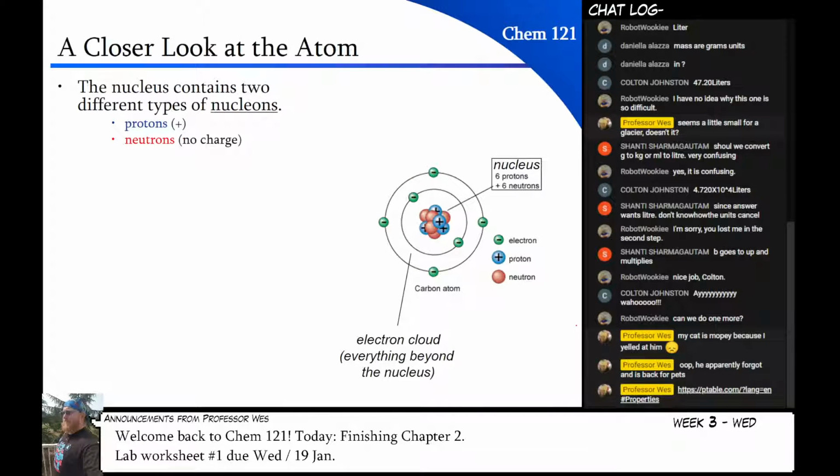Now let's talk about the stuff that's in the nucleus. There are two particles in the nucleus itself, and these are called nucleons. And the nucleons that are present are the proton, which has the positive charge. That's this guy right here. And the neutron, because it's neutral, it has no charge at all.